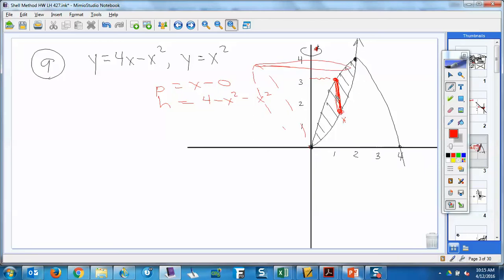Okay, so p is how far that strip is from the center. So if this strip is here at 1, how far is it from the center? 1. If the strip's over here at 2, how far is it from the center? 2. If the strip is at 1/2, how far is it from the center? 1/2. So it's right minus left. Yeah, the 2 wouldn't have anything to do with that. Okay, it's always right minus left. And remember, p is always going to be x minus 0, x minus 1, 2 minus x, 3 minus y, y minus 7, whatever.